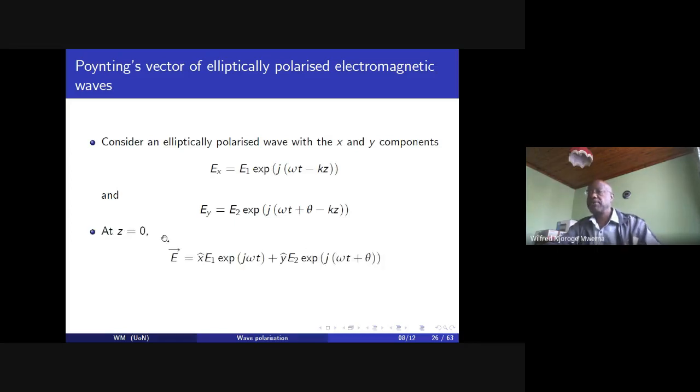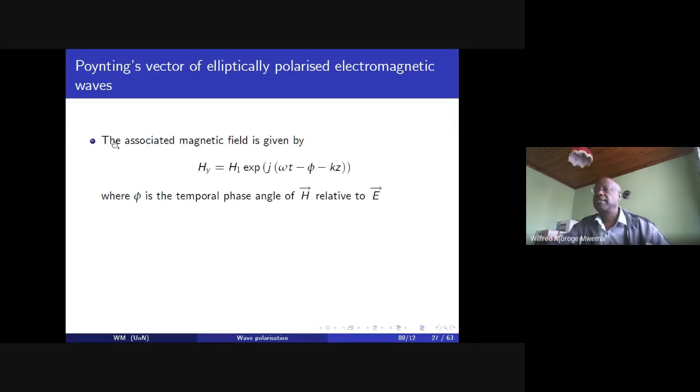So at z equal to 0, the actual electric field intensity phasor is given by that equation. And the associated magnetic field is given by Hy equal to H1 exponent of j omega t minus phi minus kz. Phi is the angle by which the magnetic field is behind the X component of the E field. That is the time phase of H relative to E.